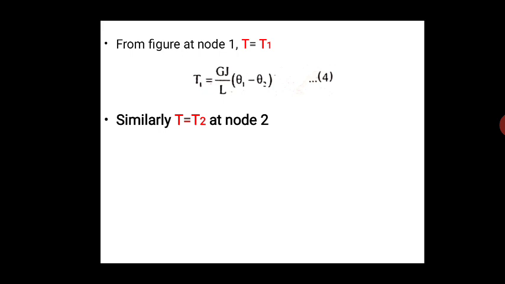Similarly, at node 2, let T be T2 at node 2. Now considering this, we can write the torque at node 2 as T2 is equal to GJ divided by L into theta 2 minus theta 1, where this is the angular displacement at node 2. Now let this equation be equation number 5.